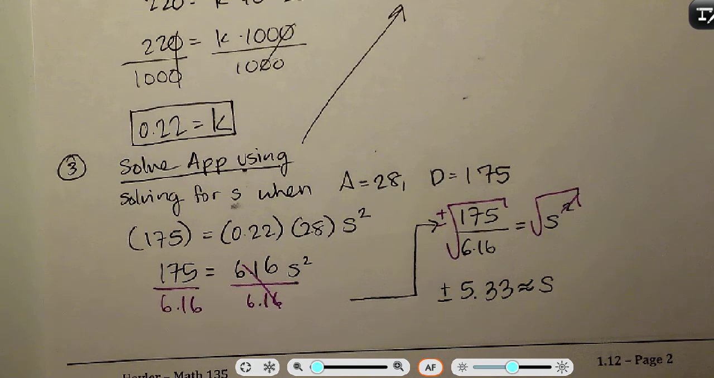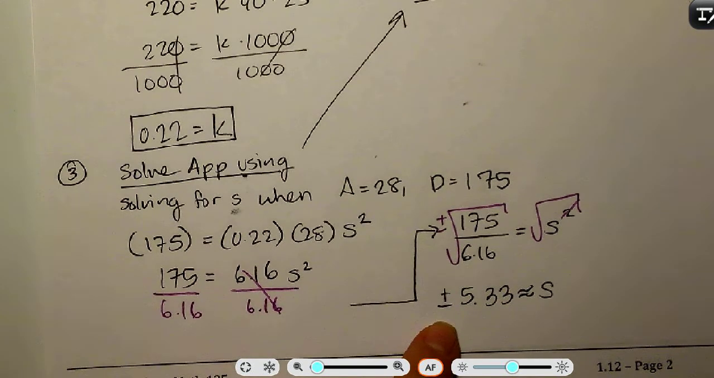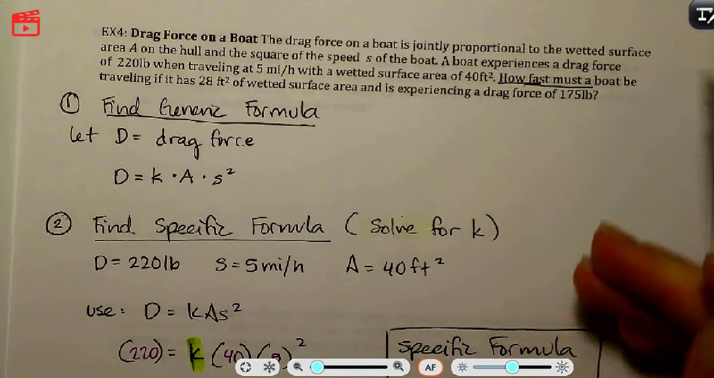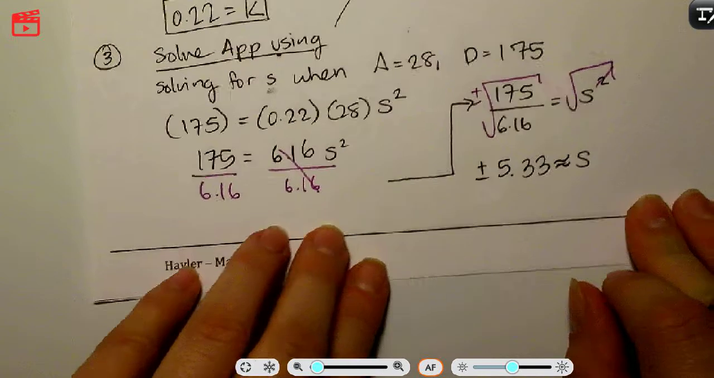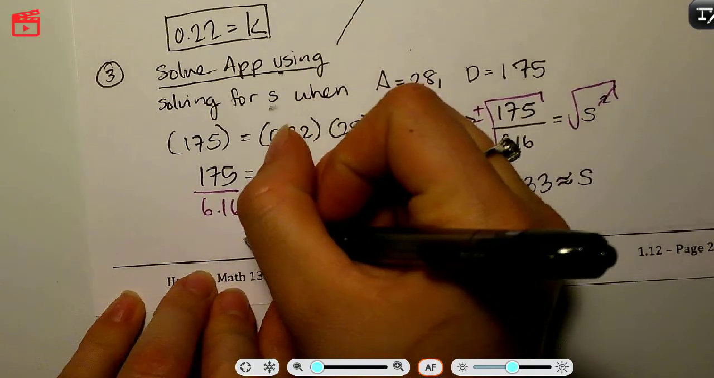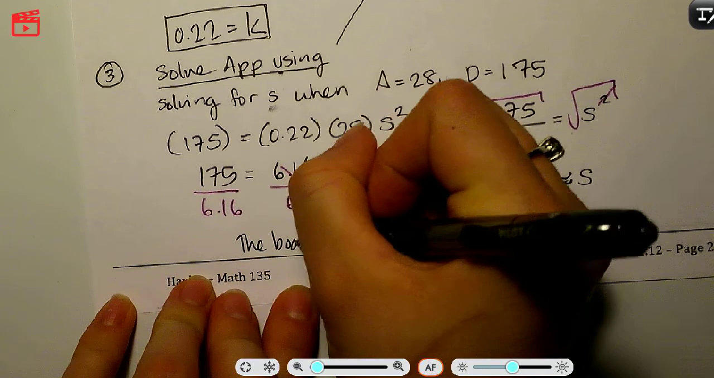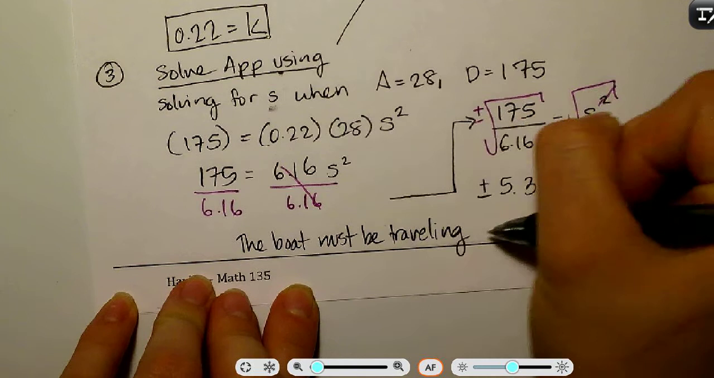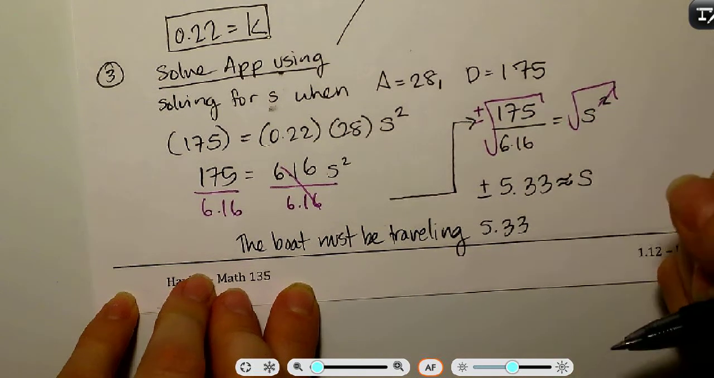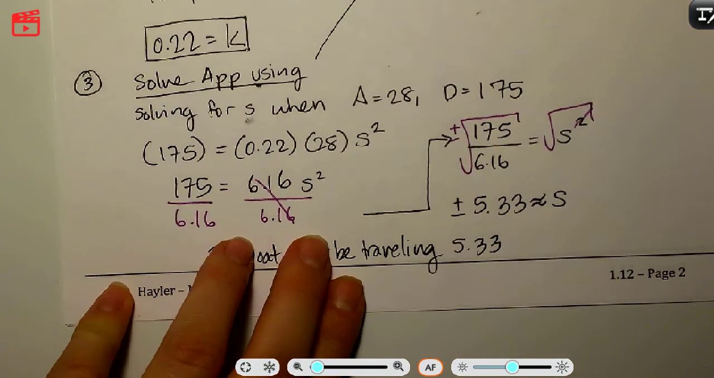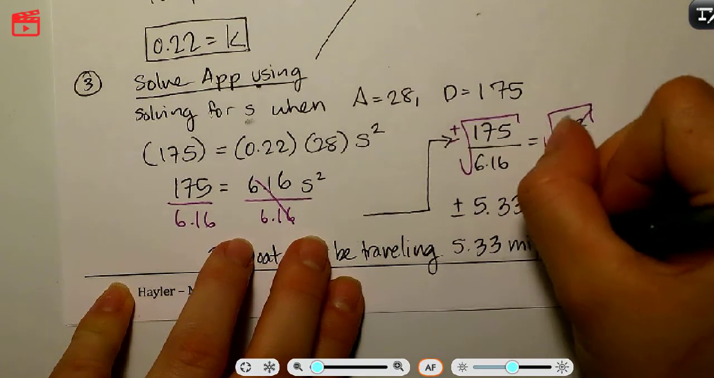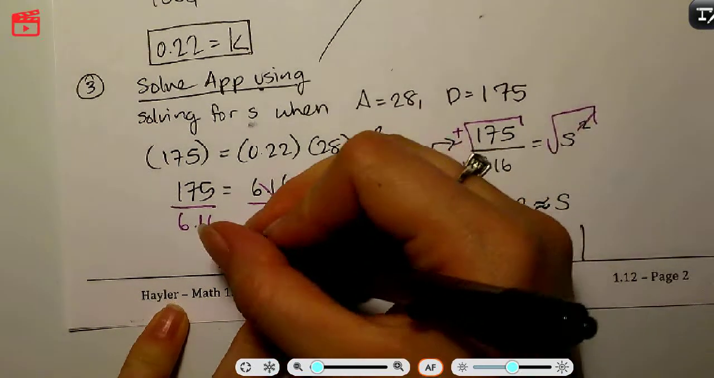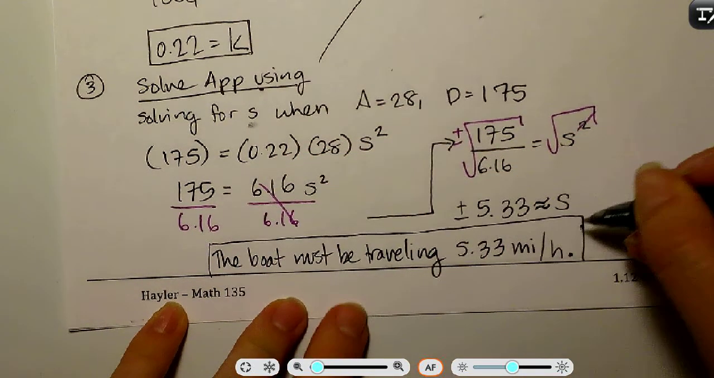But for our word problem, do I want to take the positive or the negative case? Well, I'm talking about speed. Remember, I'm trying to find the speed, how fast. So I'm not going to take the negative case. Doesn't make sense to have a negative speed. So the answer would be the boat must be traveling 5.33. Ooh, remember we need to write the units. What is this? Miles per hour. Miles per hour. Period. Box my answer. Okay, and there we go.